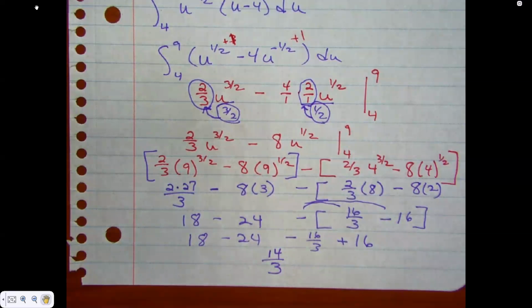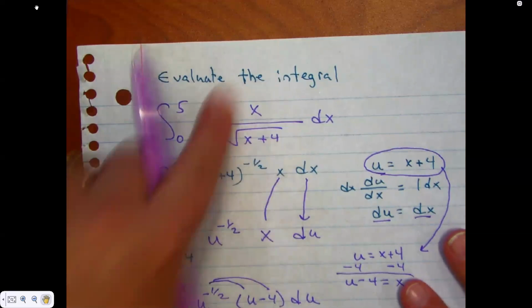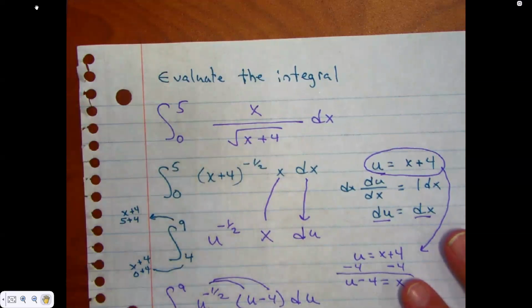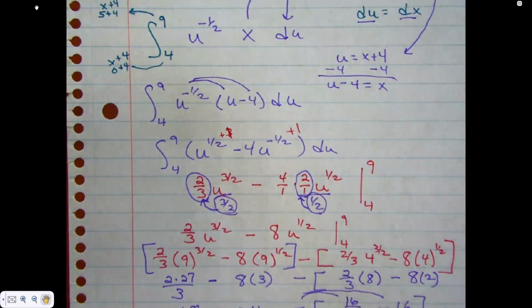All right, what does that 14/3 mean? Area under the curve from 0 to 5, even though we eventually use 4 and 9. It's the area under this curve from 0 to 5. Okay. So that's what? 4 2/3. So right around 4. Okay, a little bit more than 4.